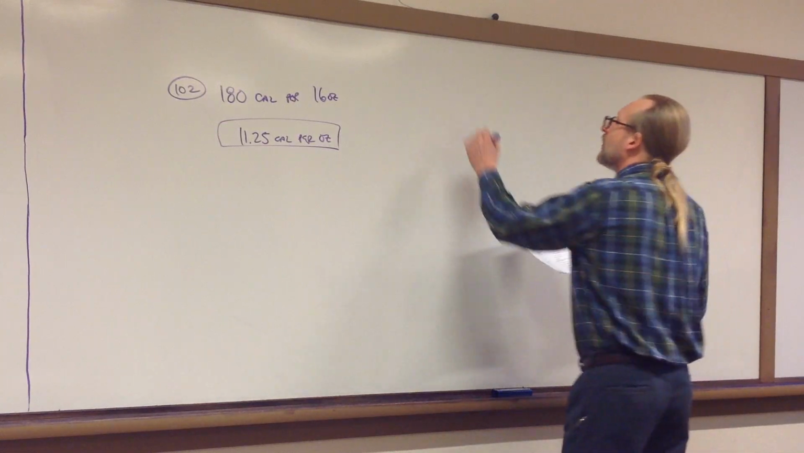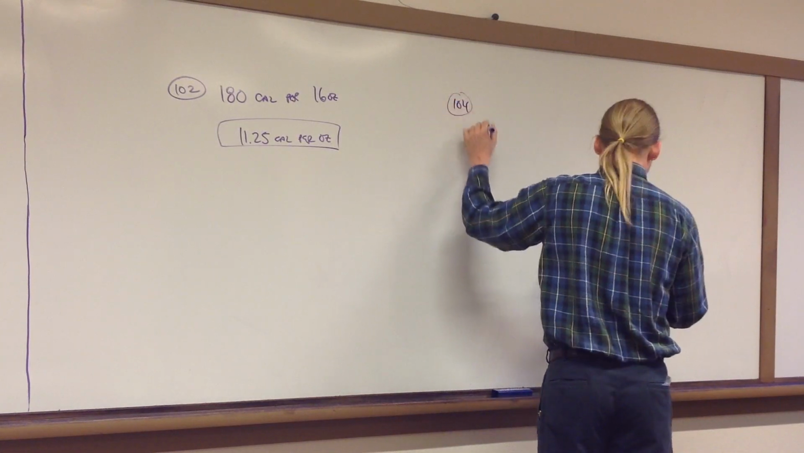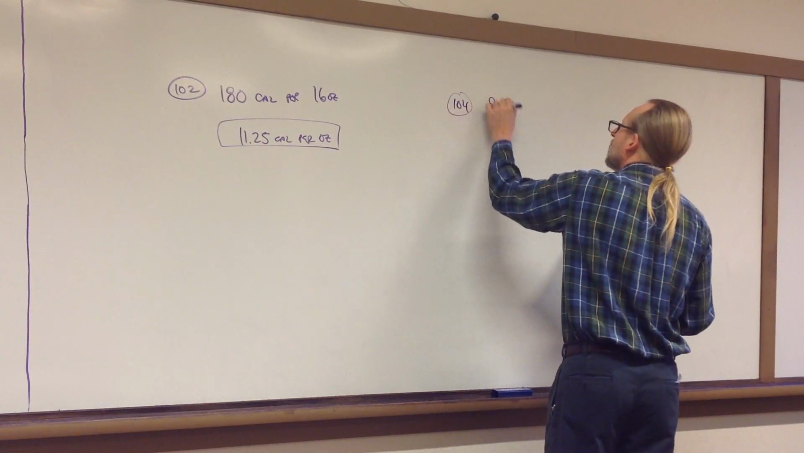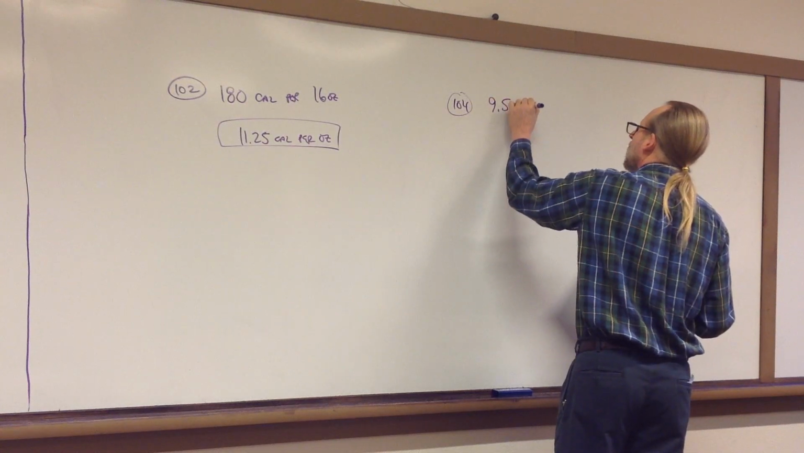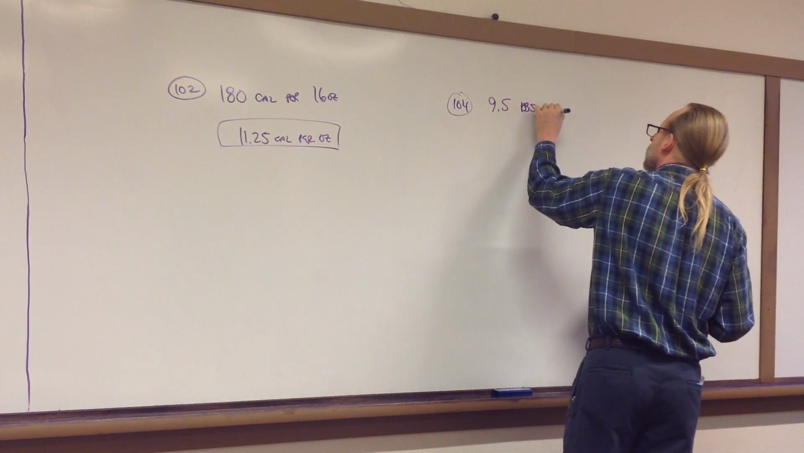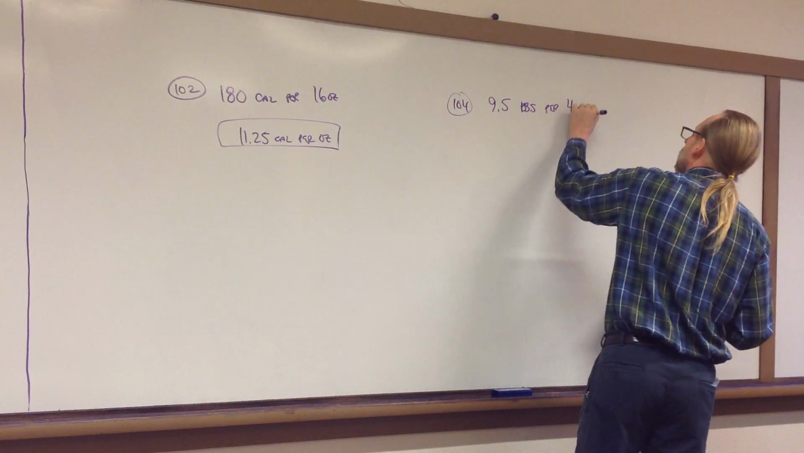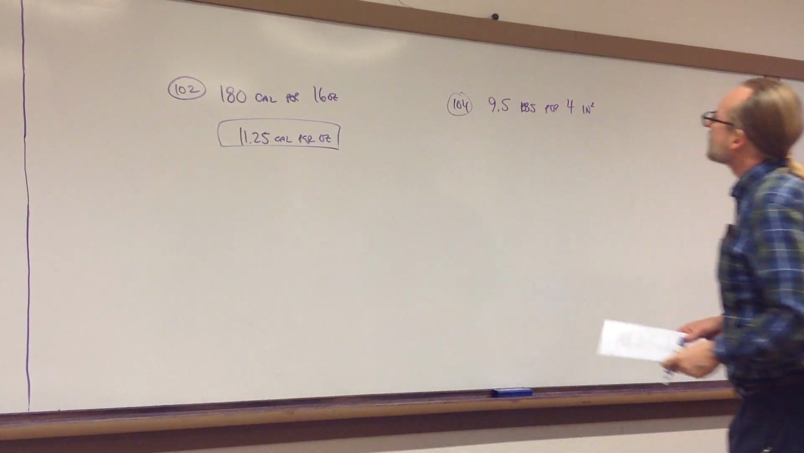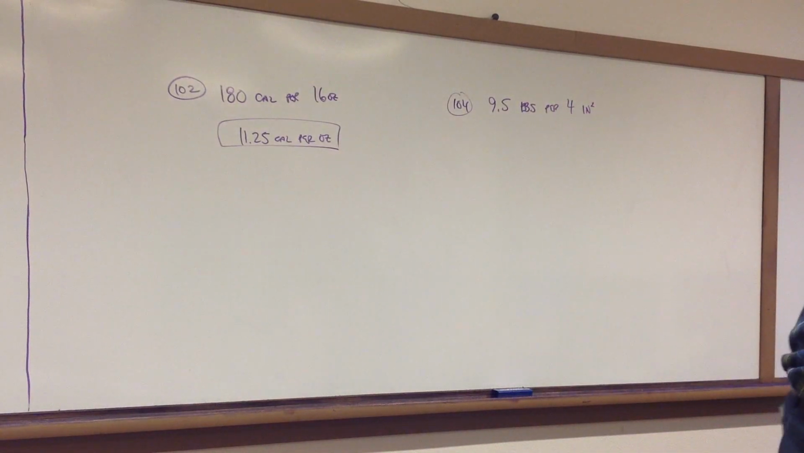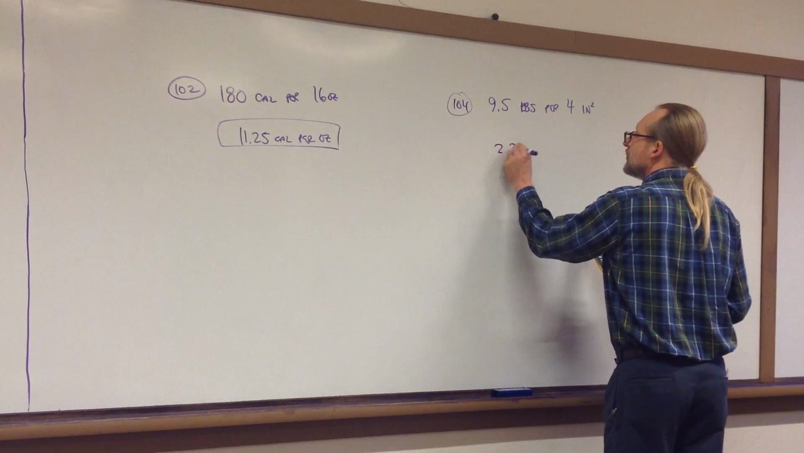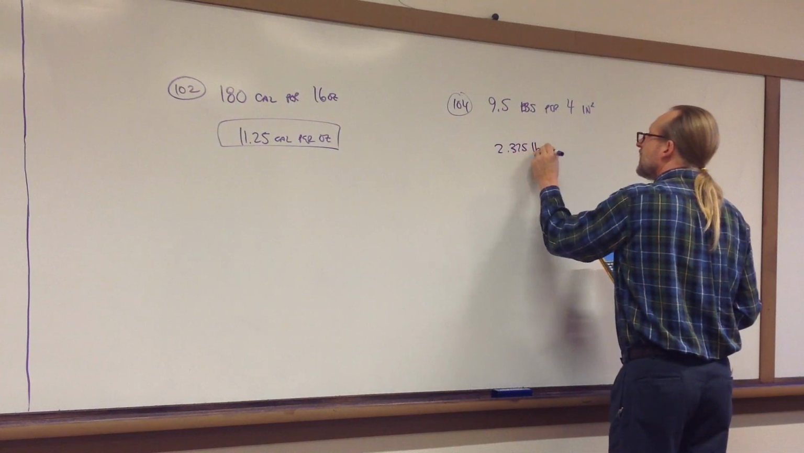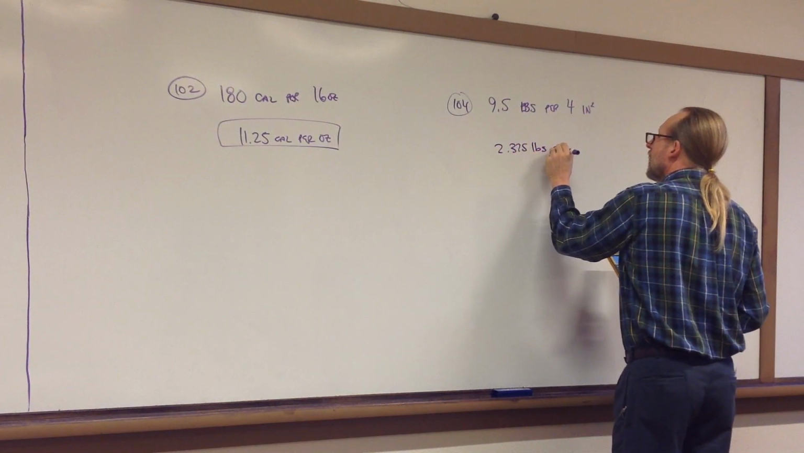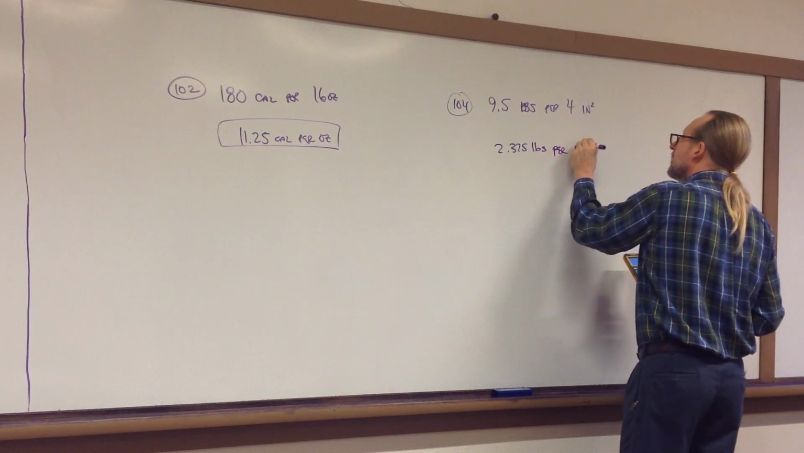Well, let's look at problem 104. Here we've got 9.5 pounds per 4 square inches. So that means we just want to do 9.5 divided by 4, and that comes out to be 2.375 pounds per square inch.